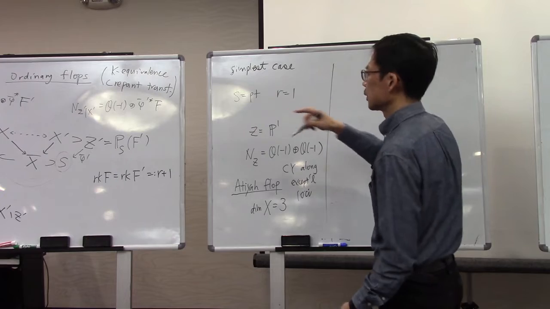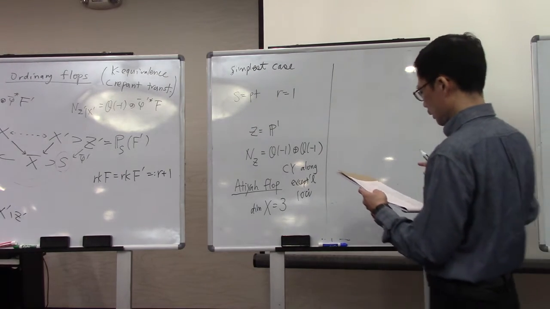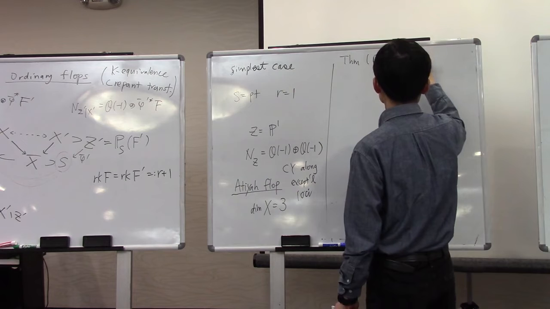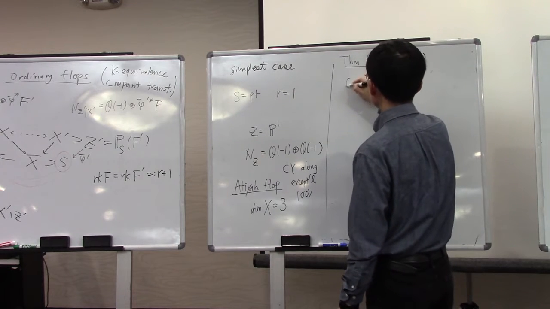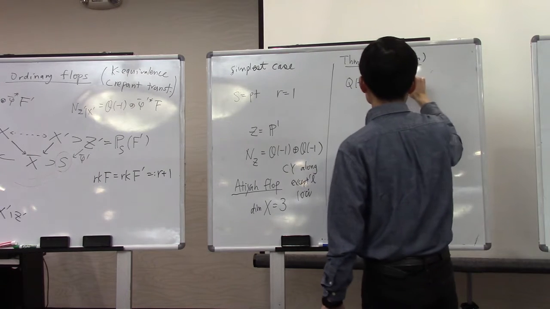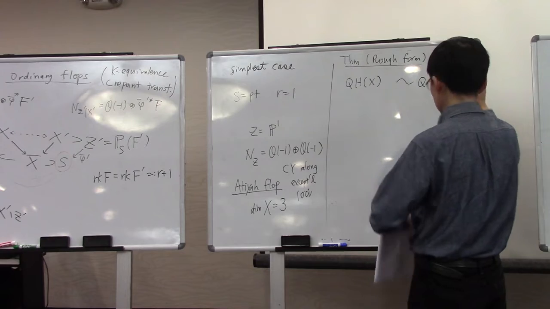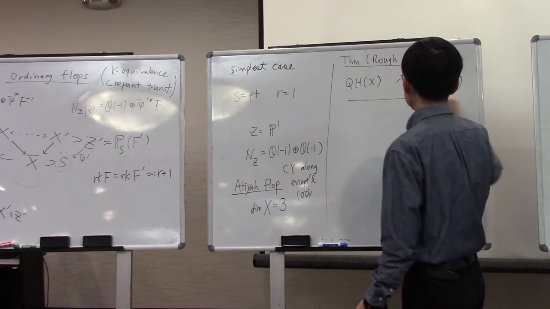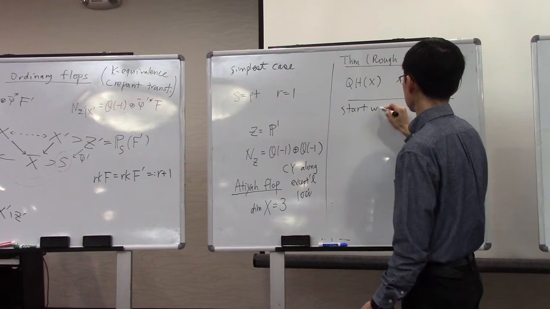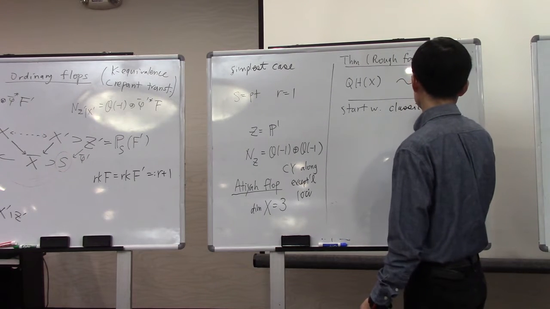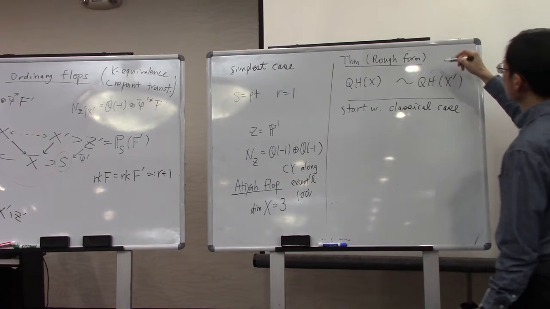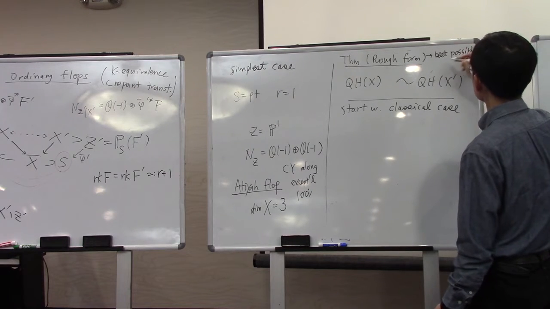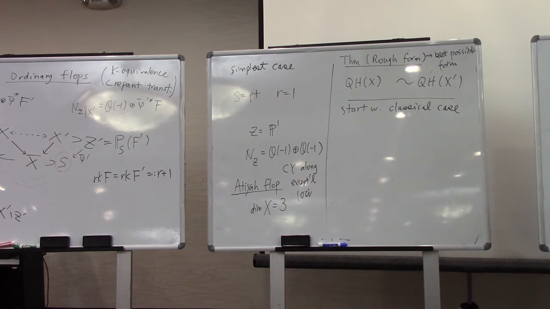And what do we know about this functoriality? We want to be able to say, maybe as a theorem, the rough form is that we want to show that the quantum cohomology, the Gromov-Witten theory of X, is equivalent to the quantum cohomology of X prime. But how can we do that? We start with the classical, and we want to get this rough form to the best possible form of functoriality. So let's start with this case.